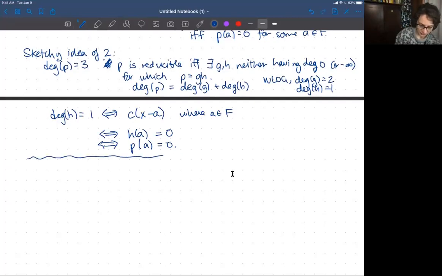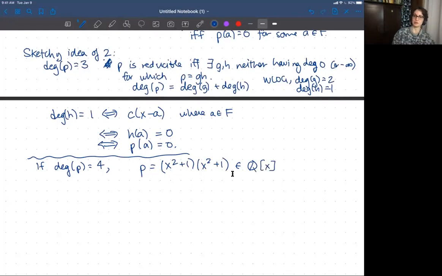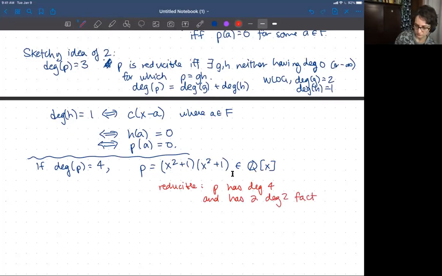Now, what goes wrong if the degree is 4? If the degree of P is equal to 4, we could have something like P is equal to x squared plus 1 times x squared plus 1, in Q bracket x, and that doesn't have any roots in the rational numbers, right? The roots of this thing are plus or minus i, and each one has multiplicity 2. So this is reducible. By definition, P has degree 4 and also has 2 degree 2 factors, which means we can reduce it. I built it as a reducible polynomial by making it the product of 2 things, but it doesn't have any roots over Q.